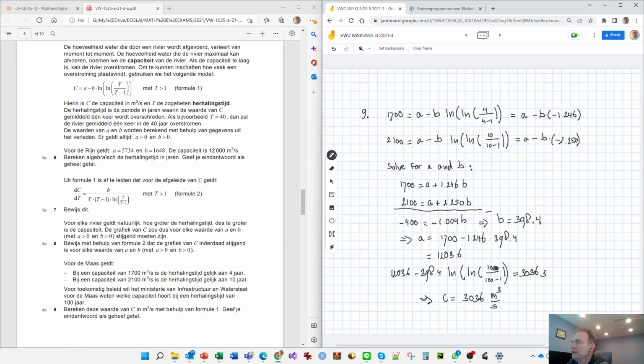T is 100, and then you just calculate the capacity, and that is, as a whole number, 3036 meters cubed per second.